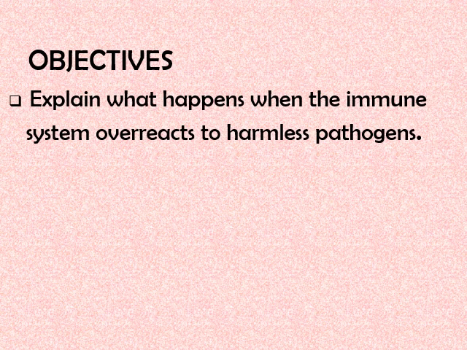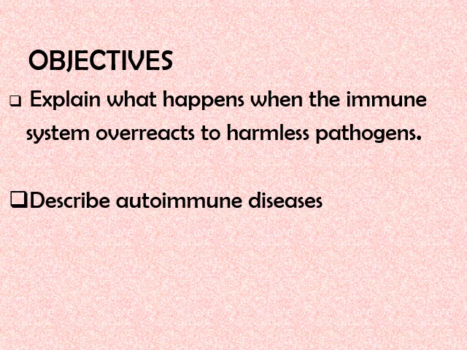Lesson objectives. At the end of this lesson, you should be able to explain what happens when the immune system overreacts to harmless pathogens and describe autoimmune disease.